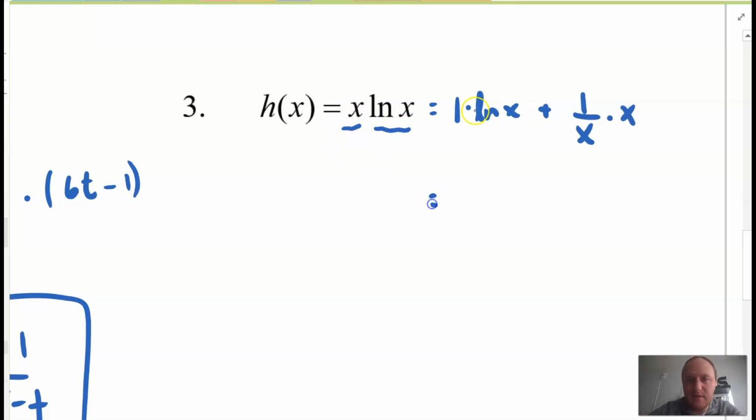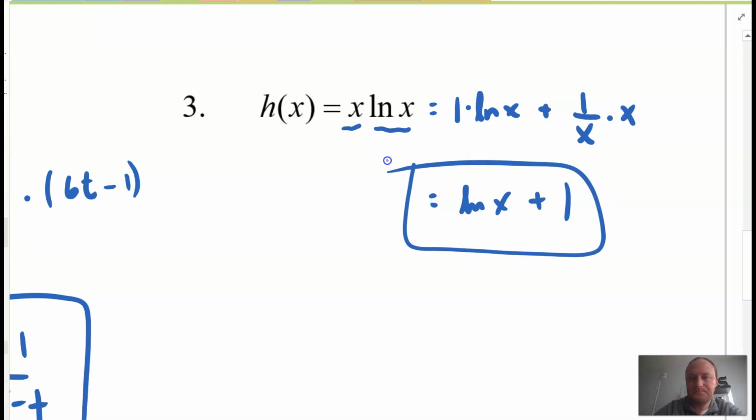Okay, and again, we can simplify this. 1 times the natural log of x is ln x. And then 1 over x times x is just 1. So there you have it.